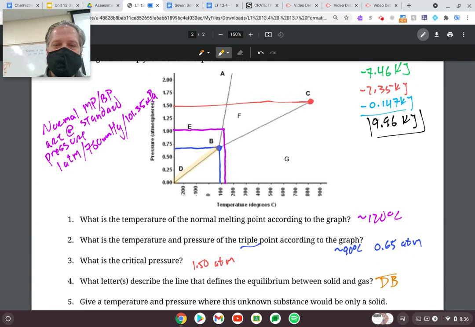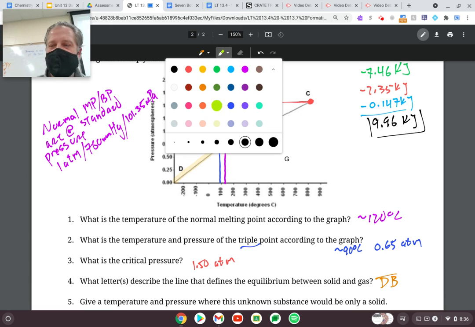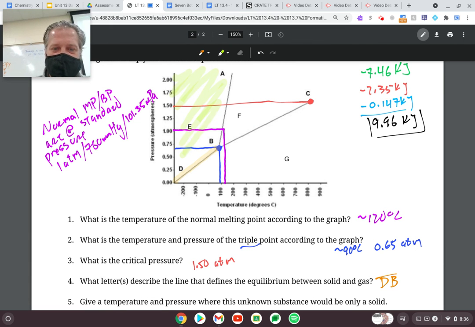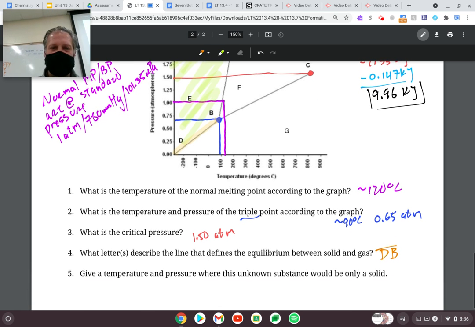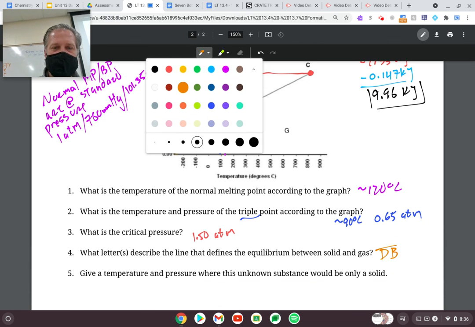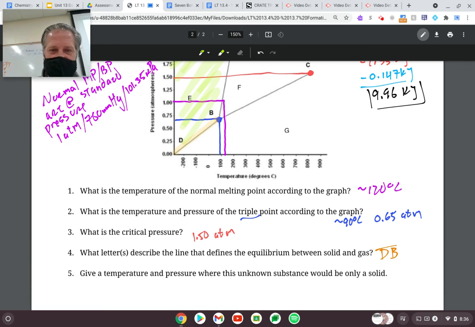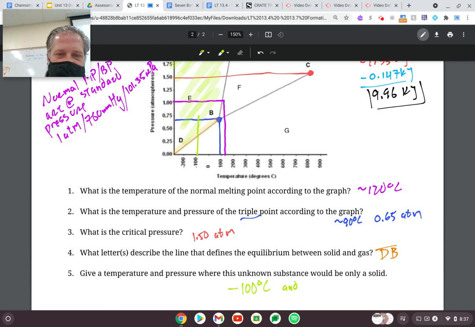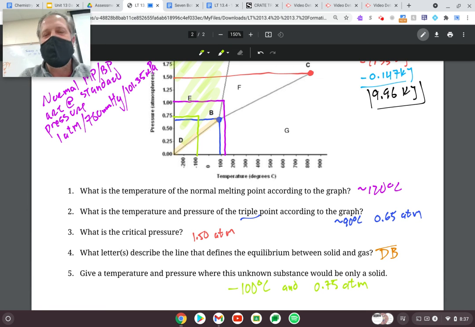And then give a temperature and a pressure where the unknown substance would only be a solid. Since this area right here is where solids exist, anywhere in that area would be a good pressure and temperature. So I just chose a random spot. I used something like negative 100 Celsius, and then I went up to something easy like 0.75 atm.